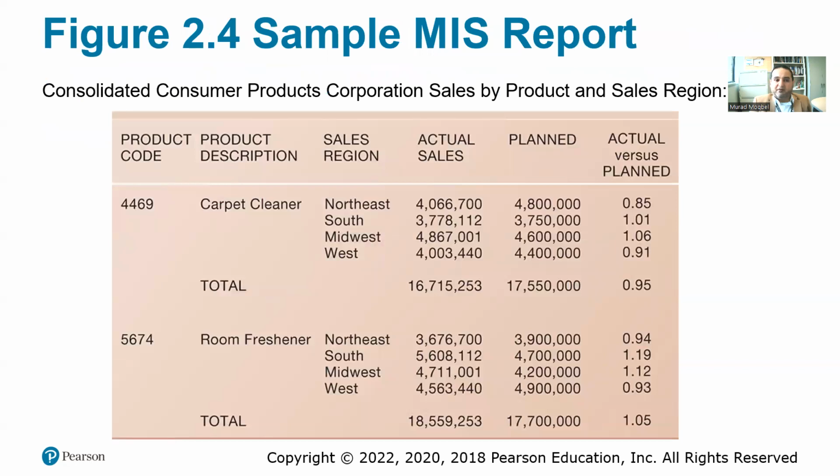And this is an example of a report MIS provides. For example, what product we have sold in which regions and how much sales we had, and whether we exceeded our sales goals or not. If the number here in the last column is 1 or greater, that means we have exceeded our goal. If it is less, that means we missed our goal.